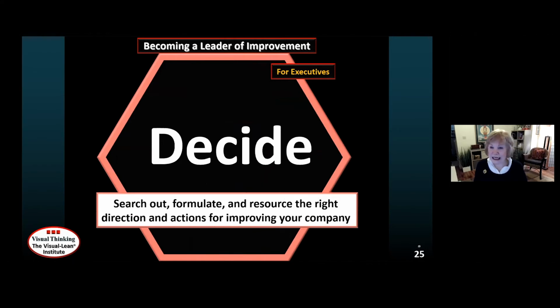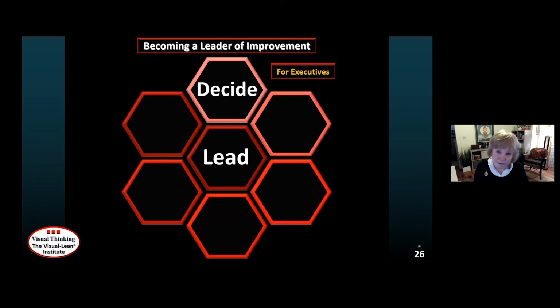Someone has to decide on right. And in my book, this cannot be done by committee. This has to be the leader's decision. What is right for my company?